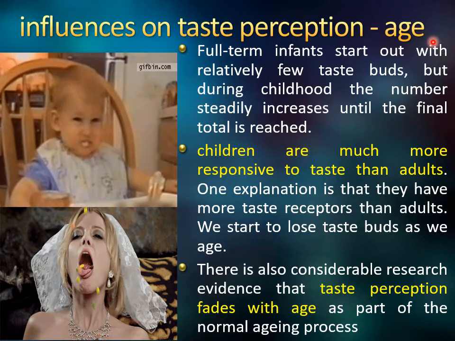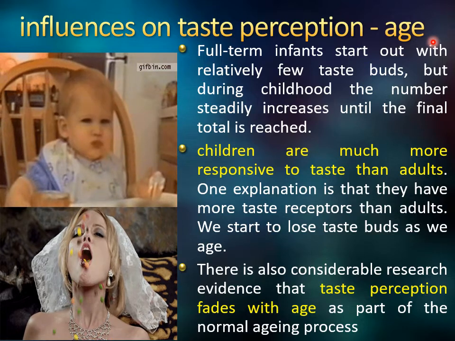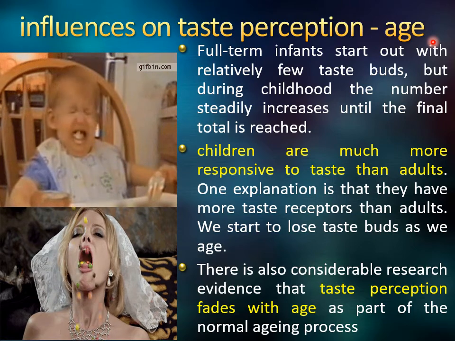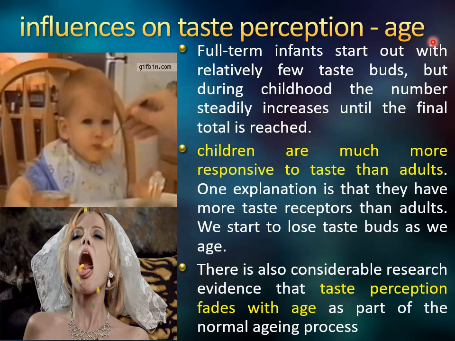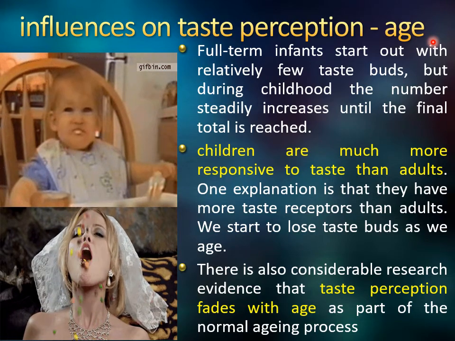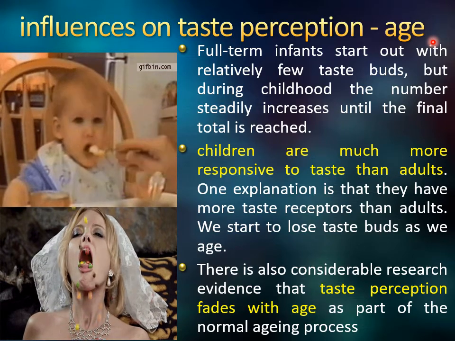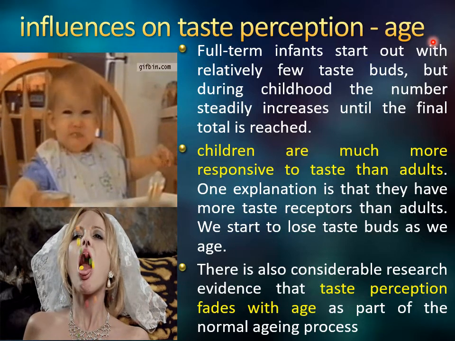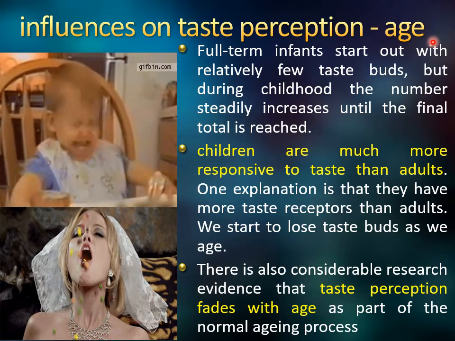Full-term infants start out with relatively few taste buds. But during childhood, the number steadily increases until the final total is reached. Children are much more responsive to taste than adults. Right? And that's why they really, really like something or they really, really hate something, right? It's always fun to give little kids lemon for their first time and they just hate it. So when you're a child, you have more taste buds than what you do as an adult.